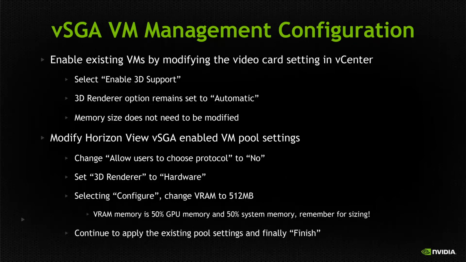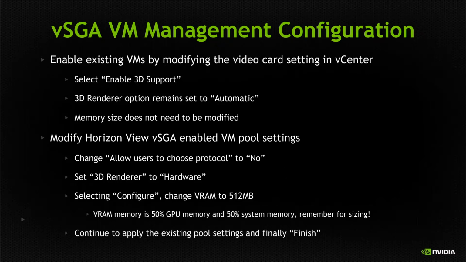Now, a key point is that video memory for the GPU is showing 512 megabytes of VRAM, but in actuality, that video memory is split between the actual GPU and system memory. So if you're trying to calculate your sizing, you have to understand that point, because you can scale out farther than you probably anticipate. And it's also using more system memory. So you click Finish, and you're finished.